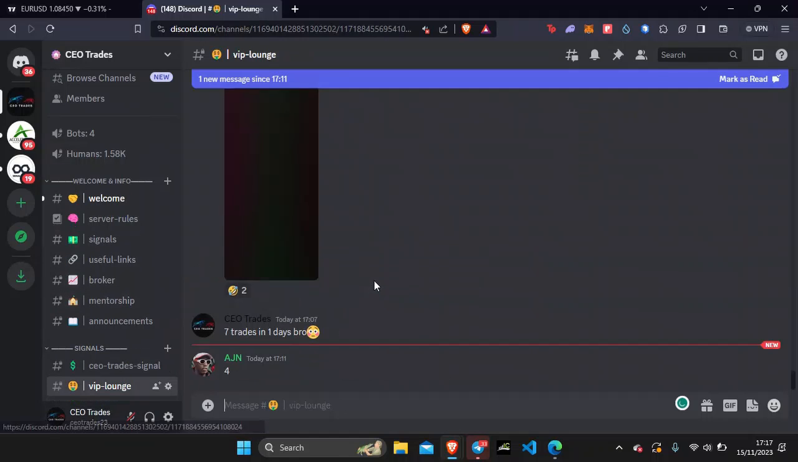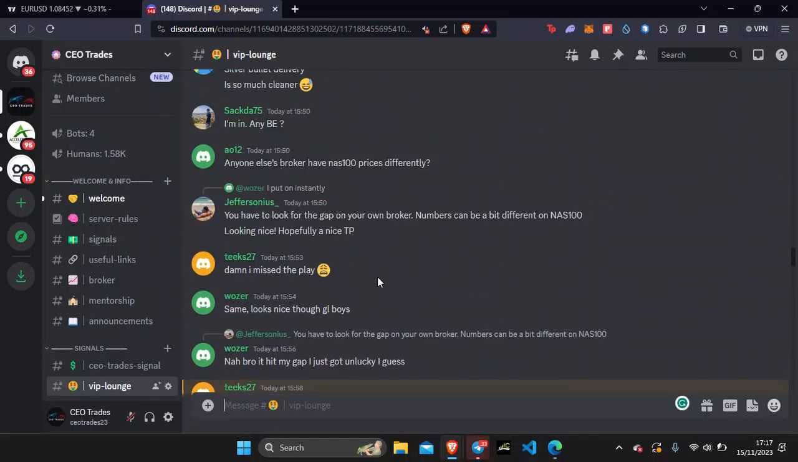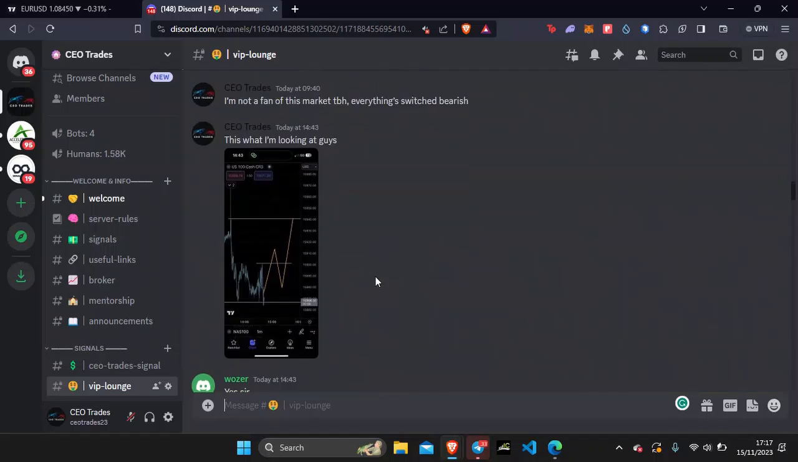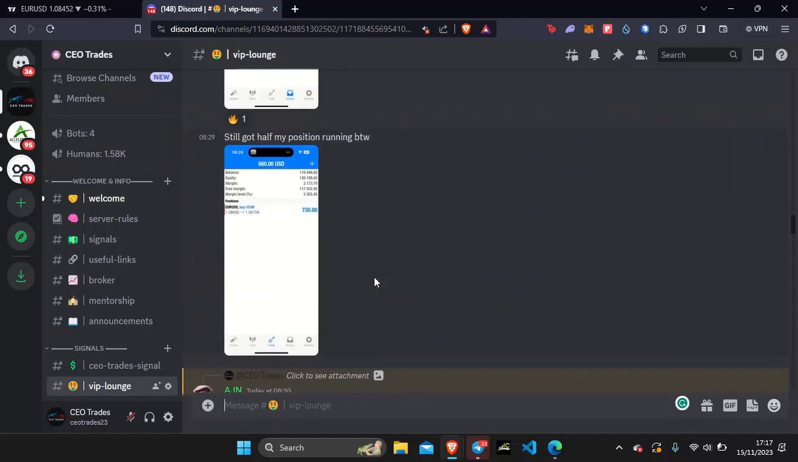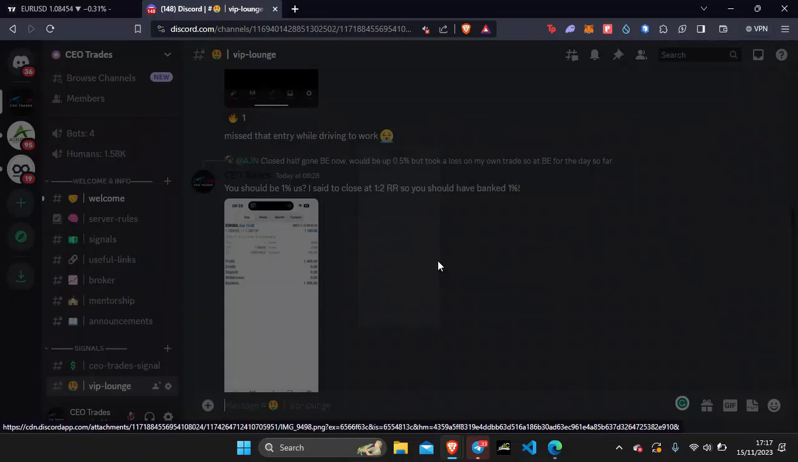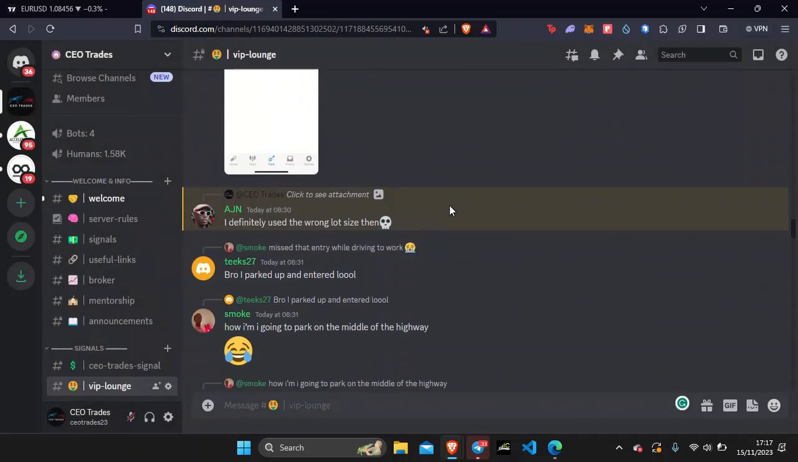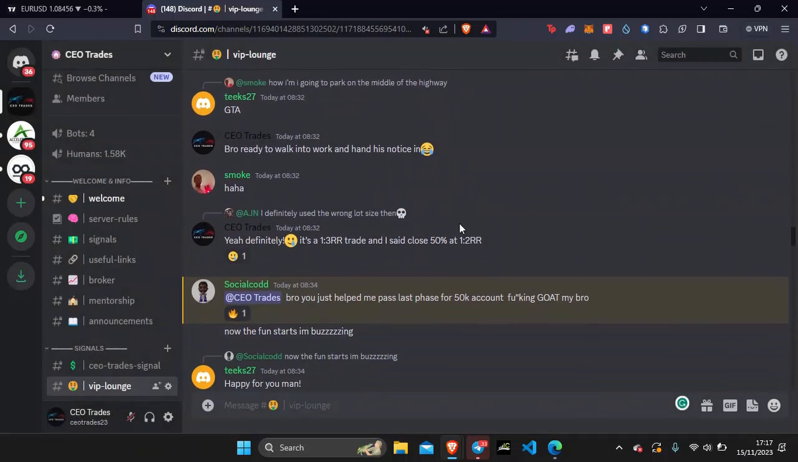So if we look at the chat, I did also put that I was taking 50% off the table. So let me just scroll up and find where it is. So I told everyone that I closed 50%, so 1,500 I banked, and then I also had the remaining position running, and obviously that got hit at break even.